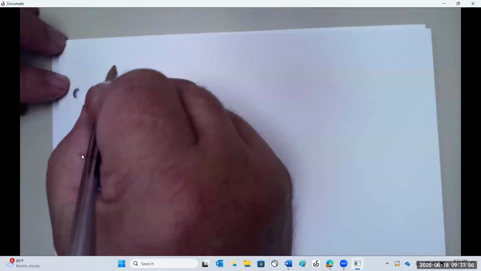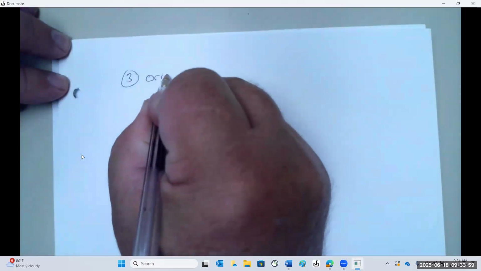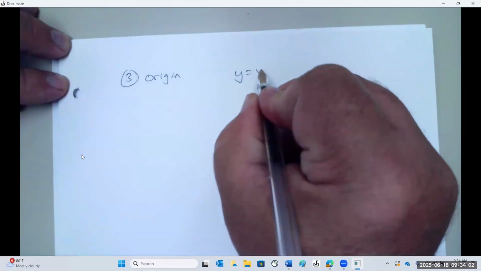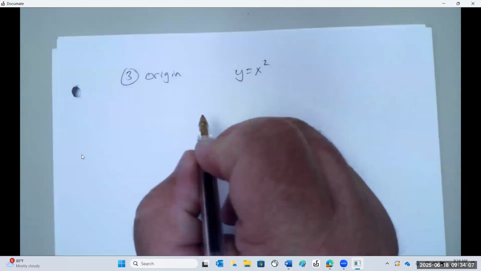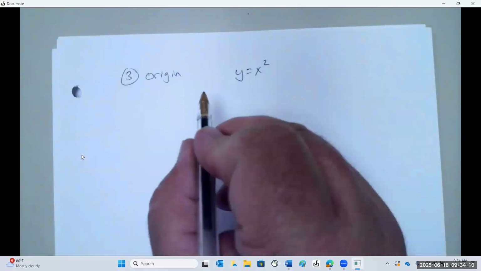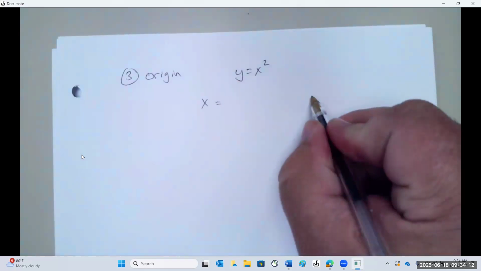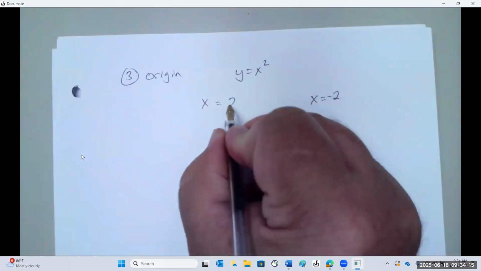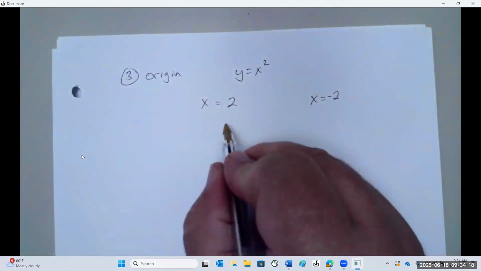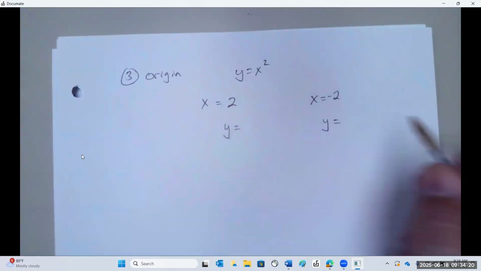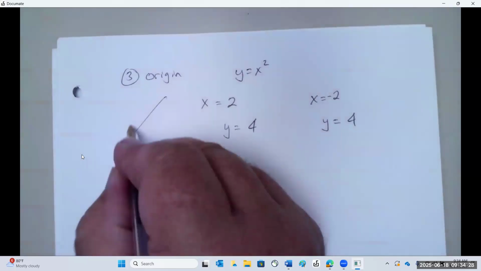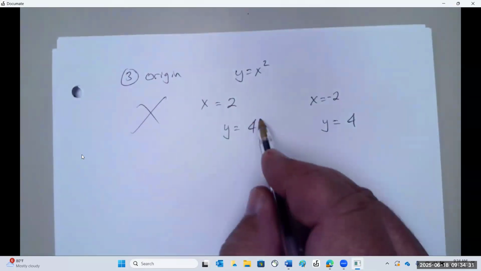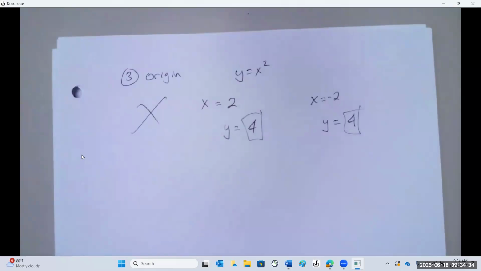Now let's try about the origin. How do you test about the origin? Well, they have to have different signs. So if we plug in x equals 2 and negative 2, does y get different signs? No, we just did that. So it's not symmetric about the origin, because these are the same signs. They have to be different signs.